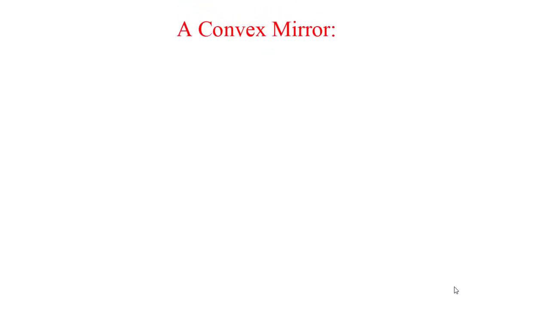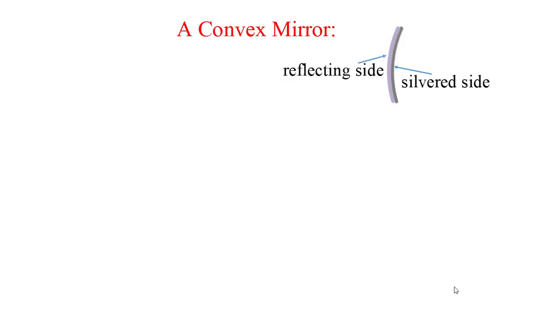Likewise, we can also continue the derivation with a convex mirror, and finally we will mix them together so that we can solve them using some sign convention later. Now a convex mirror is this kind of mirror where this side is the silvered side, it is coated with silver, and this side is the reflecting side.